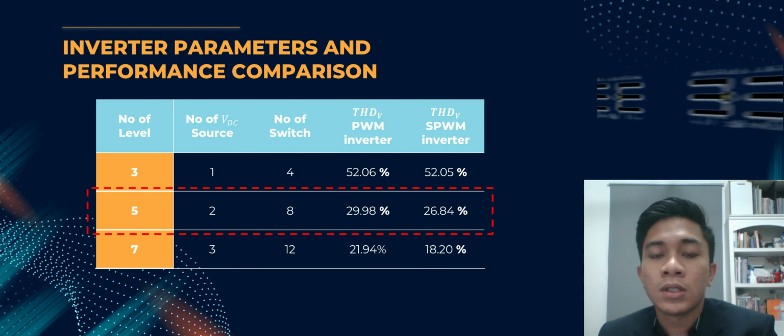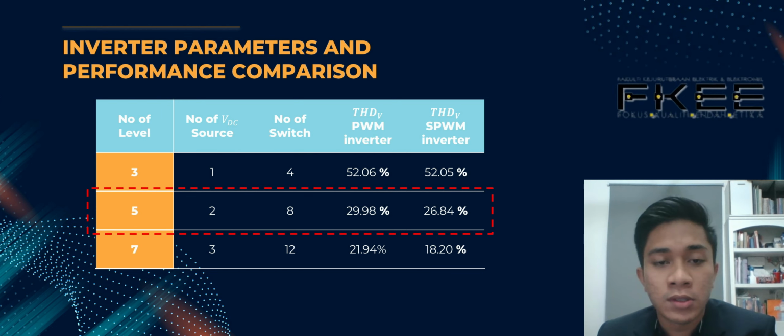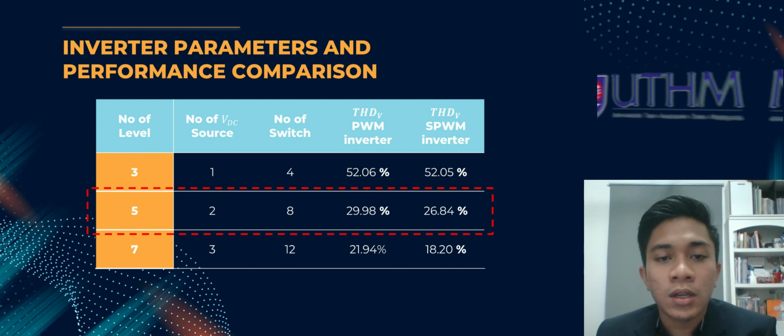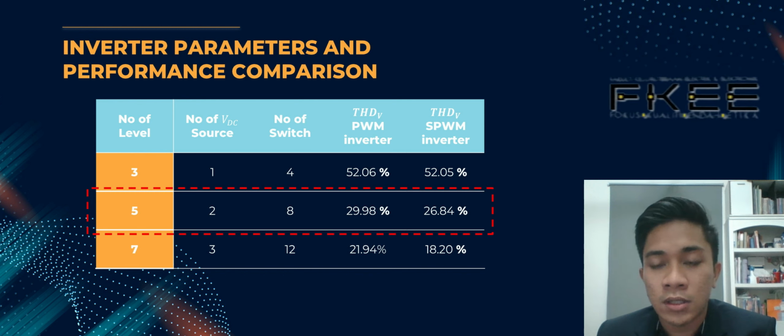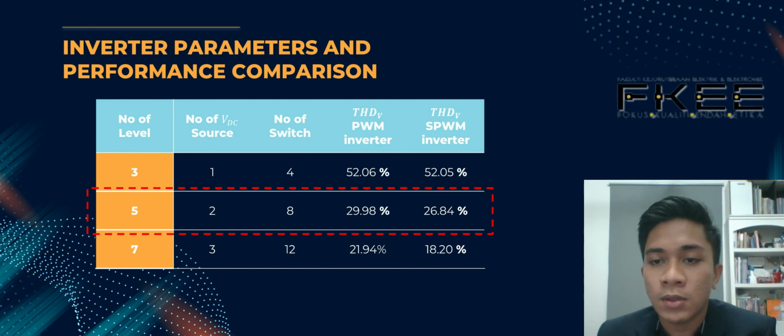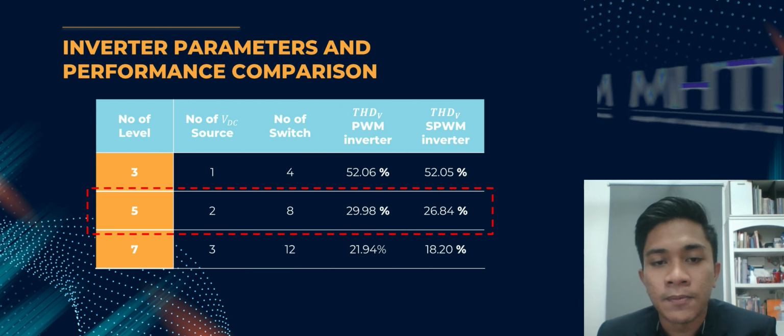Then we jump into the inverter parameters and performance comparison between the number of levels of the inverter and the switching technique for the inverter. At the 3 level multi-level inverter, the number of voltage sources is 1, the number of switches is 4, and it produces 52.06% of THD voltage. Then for the SPWM inverter, we have an identical THD.